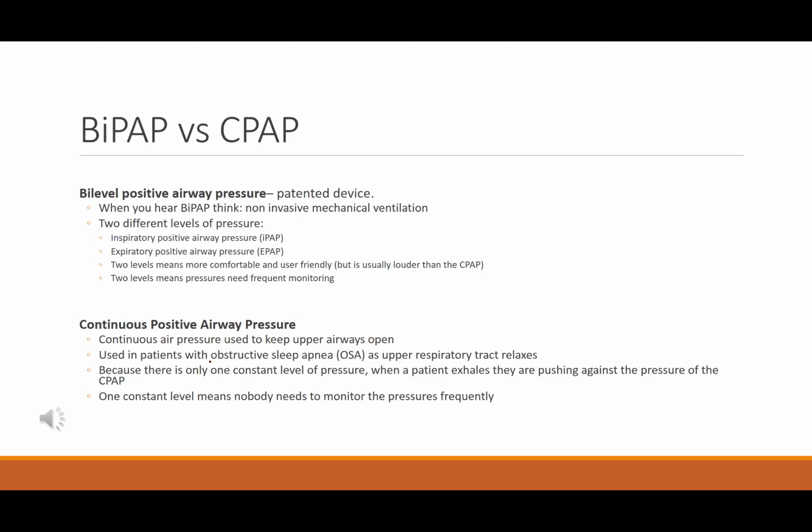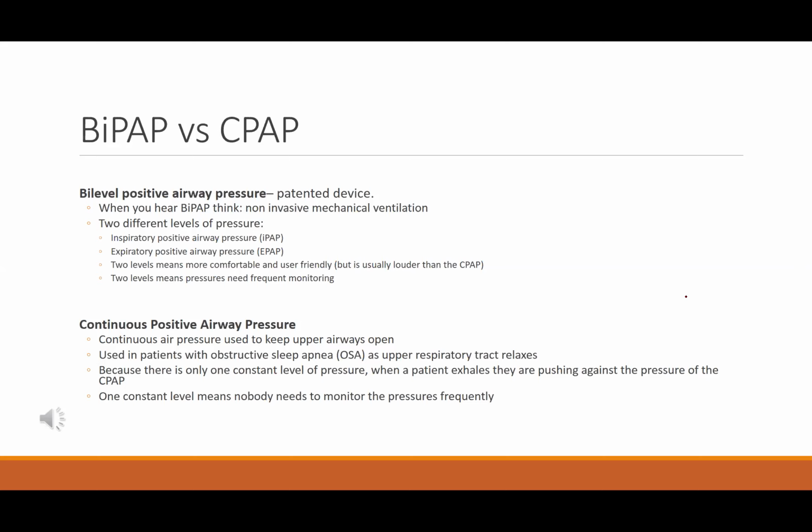Most of us have probably taken care of a patient who has some form of obstructive sleep apnea. As this person falls asleep, the upper respiratory tract relaxes and occludes part of the breathing process. So what CPAP does is blow some positive pressure and helps open that collapsed airway.